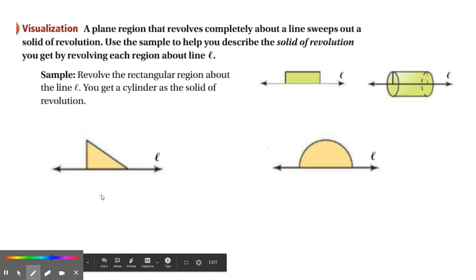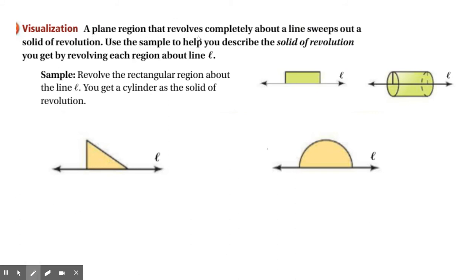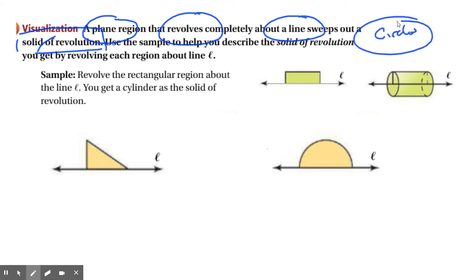And then the last thing we'll talk about are these solids of revolutions. So you can take a plane region and revolve it about a line to create a solid of revolution. So it's where you take a plane and you revolve it about a line. Now, when you think of revolution, you should think of circular motion and circles.